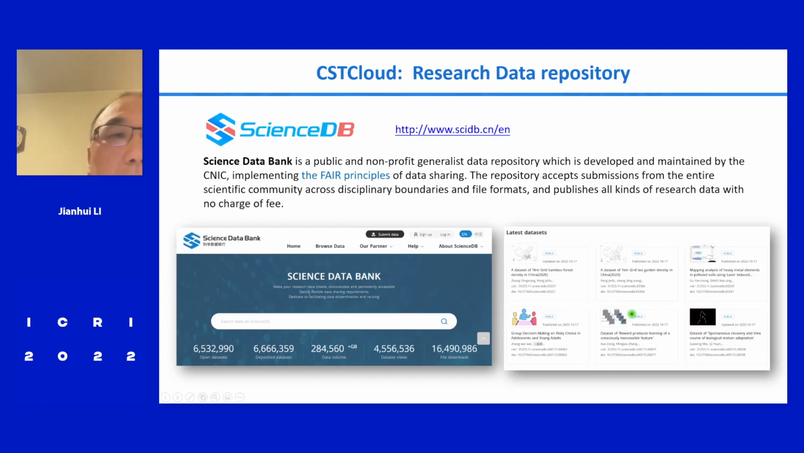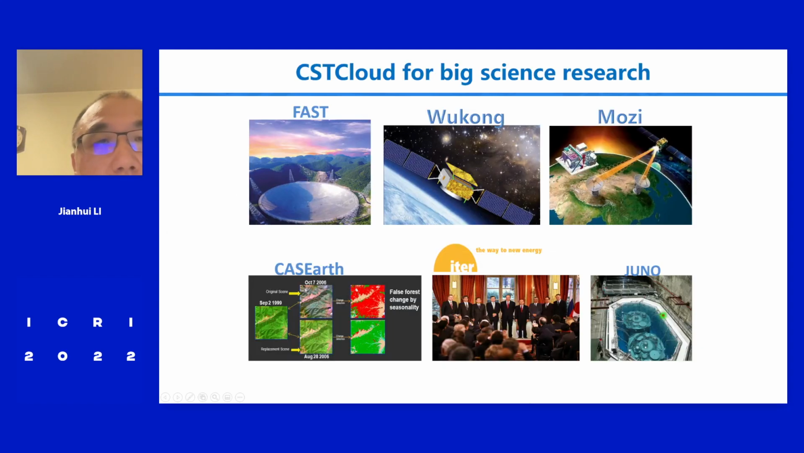And this is the research data repository called ScienceDB, or Science Data Bank. This is a public and non-profit infrastructure to support researchers to upload data to this platform, and to manage and share it. Many data sets can be accessed on this platform, and this infrastructure also serves many big science researchers.